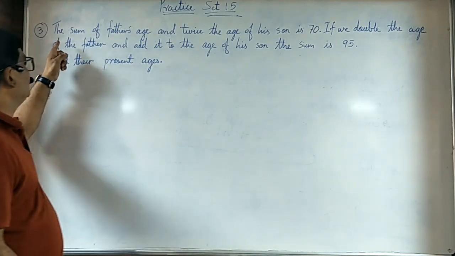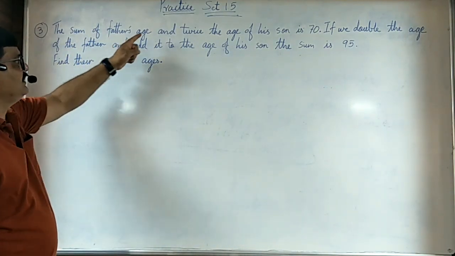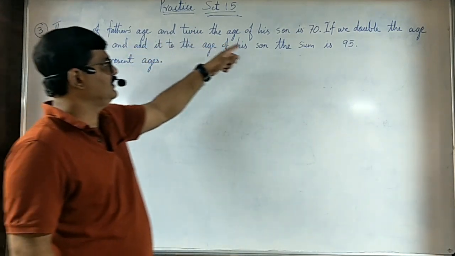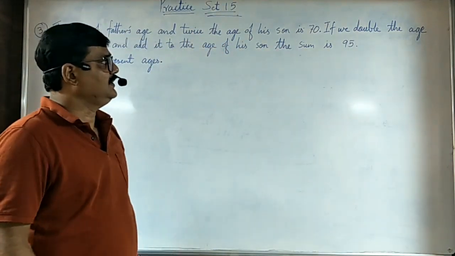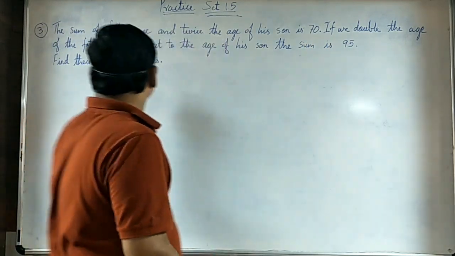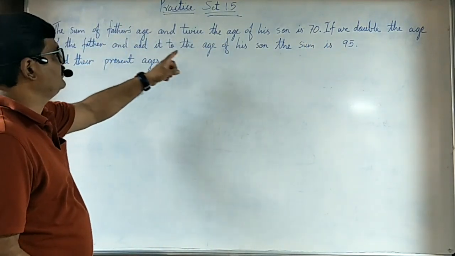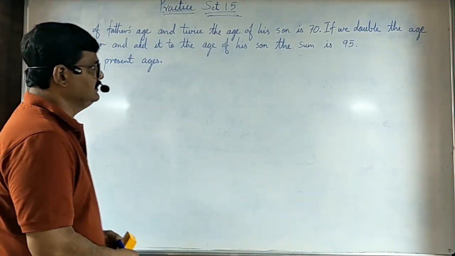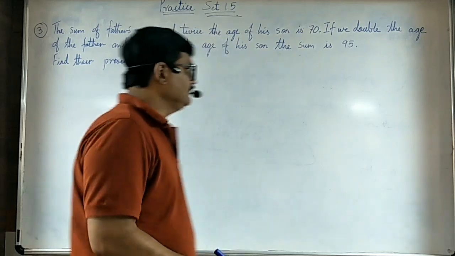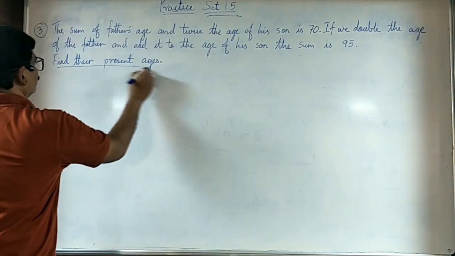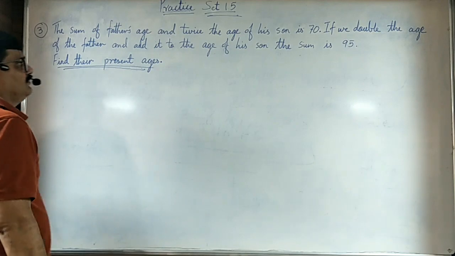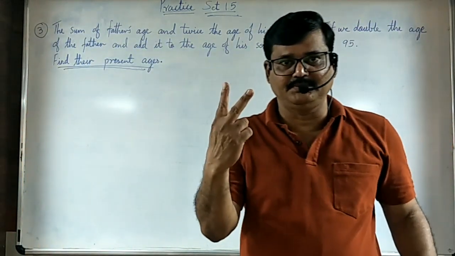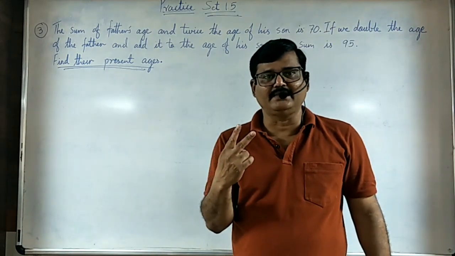If I read that, the sum of the father's age and twice the age of son is 70. If we double the age of the father and add it to the age of his son, the sum is 95. Find their present ages. I told you that we have to read that last question. What is being asked over there? Find their ages. Who are the two people? The father and the son.